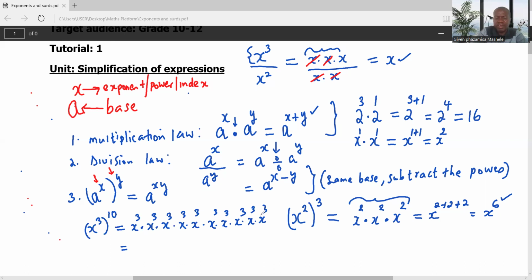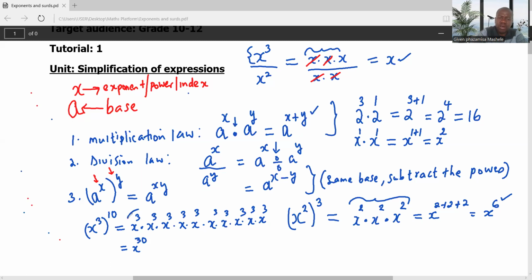which says when the bases are the same, we take one base and we add all the exponents of the powers. So which will be 3 plus 3 plus 3 plus 3 plus 3 plus 3 plus 3 plus 3, 10 times, which is just 30, which is x to the power of 30. So to avoid expanding this expression, we use law number 3 to simplify this kind of exponents.